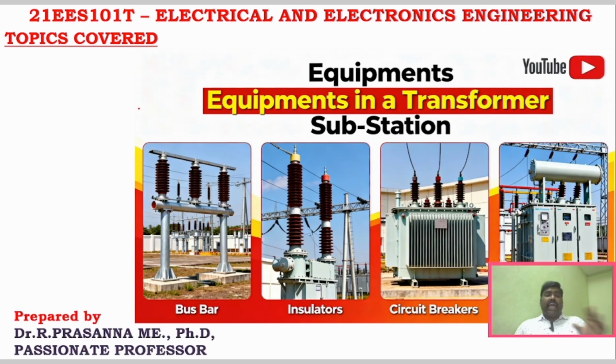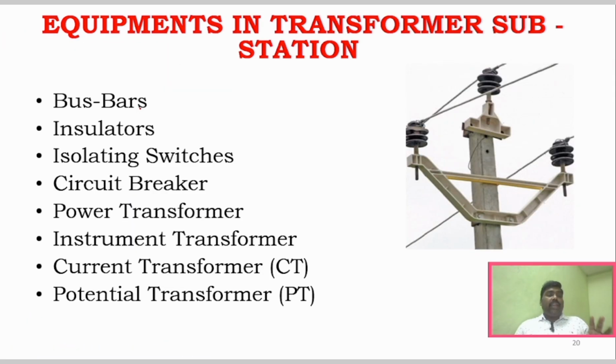So to start with, these are the very common equipments that is mostly used in transformer substations: BusBar, insulator, isolating switches, circuit breaker, power transformer, instrument transformer, current transformer, and potential transformer. First I'll explain what is the need of all these equipments, and then we will see one by one, right?